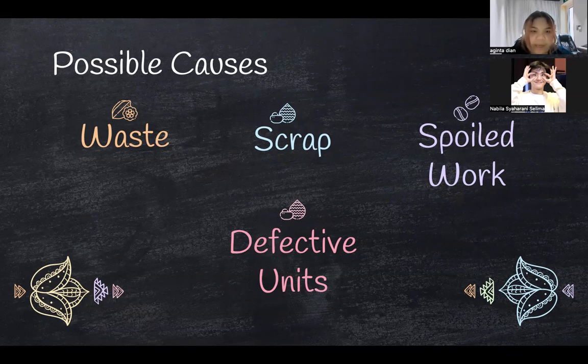The next is scrap, a kind of material residue from certain types of manufacturing process, usually insignificant in quantity, and its sales value is relatively low or it can be sold at a lower price. The next cause is spoiled work, output of a process that does not meet quality standard, sold as seconds or in bulk without further processing. The last cause is defective units, output of a process that does not meet the quality standard, but can be brought back to normal standard by rectification.